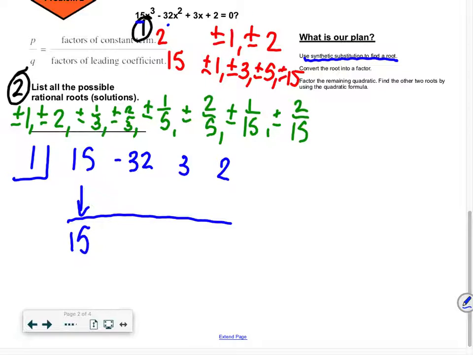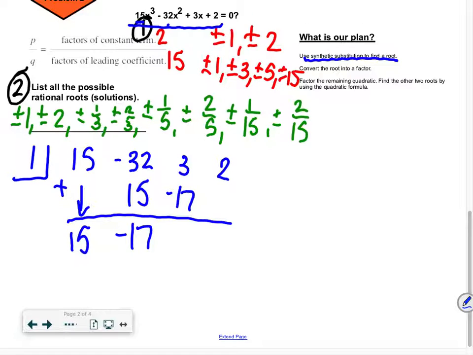I'm confused. Where do these come from? These are our coefficients. I remember this. It wasn't that bad last section. Okay, bring your first number down. Next one's negative 32. Multiply 1 times 15. 15. Add, we get negative 17. Negative 17 times 1.